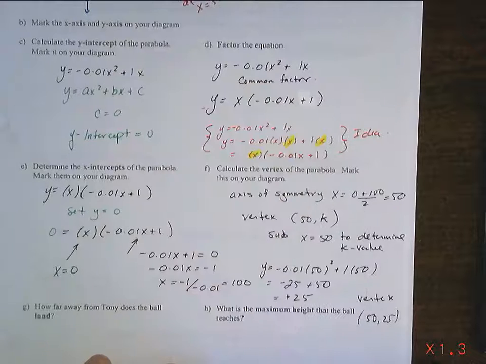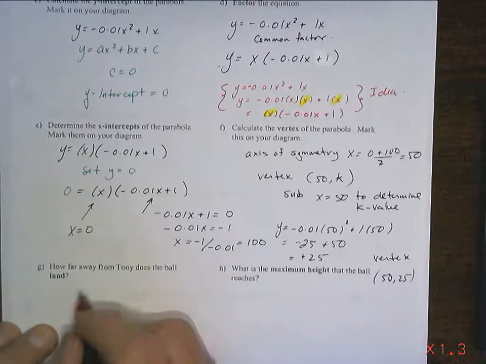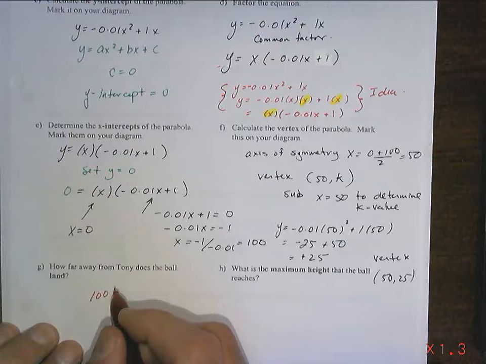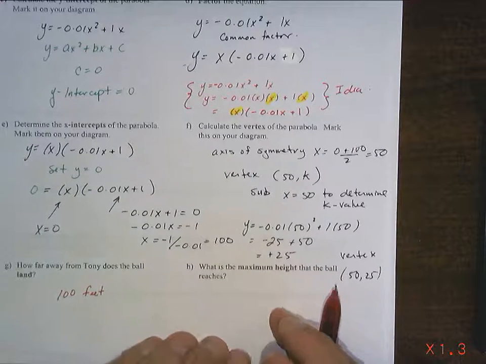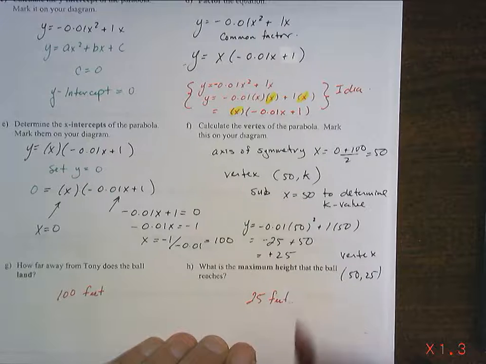So how far from Tony does the ball land? 100 feet. And what is the maximum height of the ball? 25 feet. All right, go do the next one, and we'll be back.